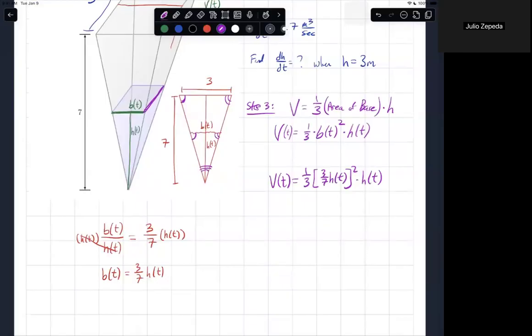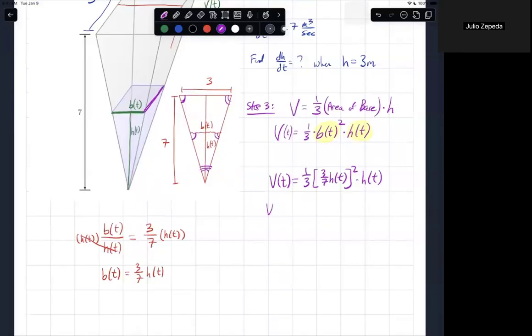And so when we take the derivative, it's not going to require us to use the product rule. Here we have b of t, a function of time, times h of t, another function of time. And if we took the derivative at this point, we would be required to use the product rule because we have a product of two functions. But by making this substitution, we're converting this entire function into just a function of h of t.